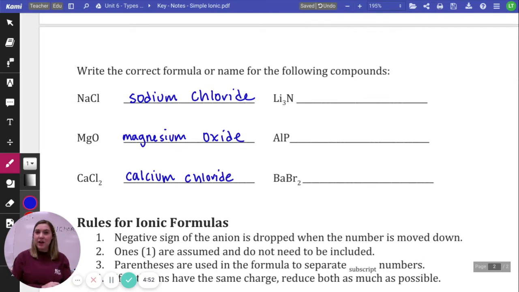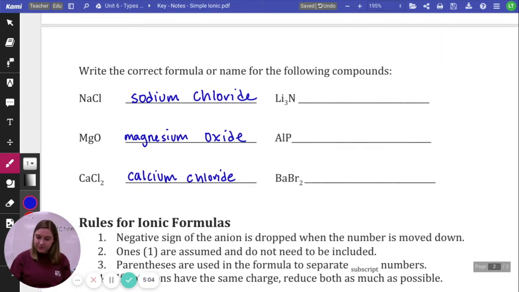Okay, I'm going to do a couple more with you and then have you do a couple on your own. Here we have Li3N. Li is lithium. Our metal's name remains unchanged, so it's going to stay lithium. And then we have nitrogen. We're going to drop the ending, and it's going to become nitride.